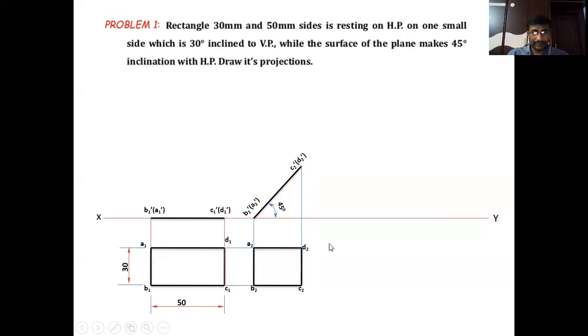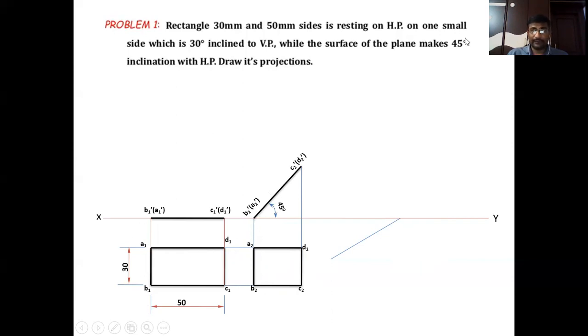This is the top view of the rectangle when the surface is inclined to 45 degrees. This is the second stage top view. Clear, students? Then coming to the third stage. How to get the third stage? Here, the smaller edge is perpendicular to the XY line in both the cases.